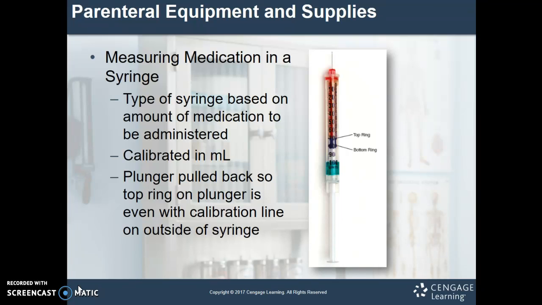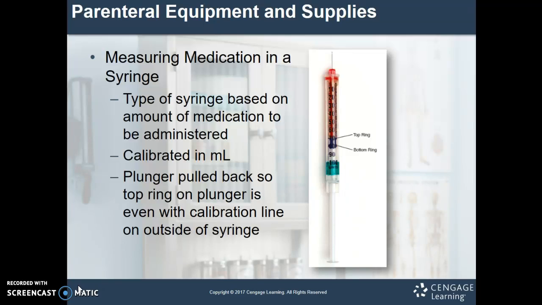Syringes are normally calibrated in mLs, and to draw up the correct amount of medication, the assistant must be able to properly read the calibration on the outside of the syringe. So the shorter lines on a 1 ml tuberculin syringe are measured in increments of 100th. Each small line represents 0.01 mLs, or 1/100th of a milliliter. On a 3 ml syringe, the longer lines are measured in tenths.